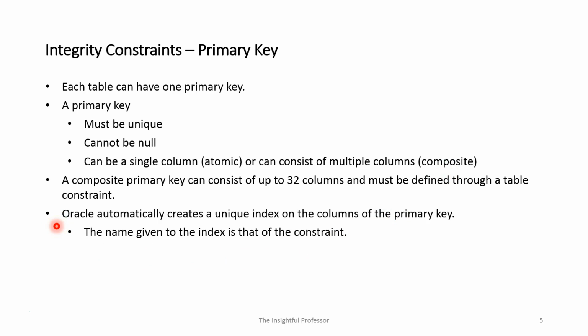Oracle, like some other databases such as SQL Server and DB2 for Linux, Unix, and Windows, will automatically create a unique index on the columns that you've designated as the primary key. The name given to the index by default would be the name of the constraint. That's an important point to note if you're going to be doing database administration. If you're just a user of the database or a programmer working with the data, that may not be that important to you. But for database administrators, it becomes significant.